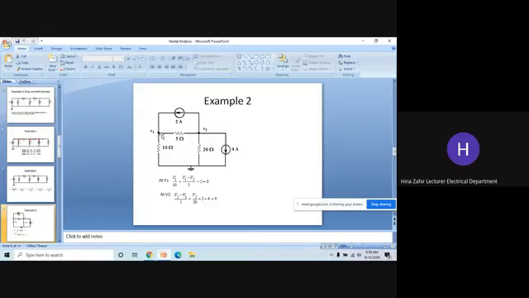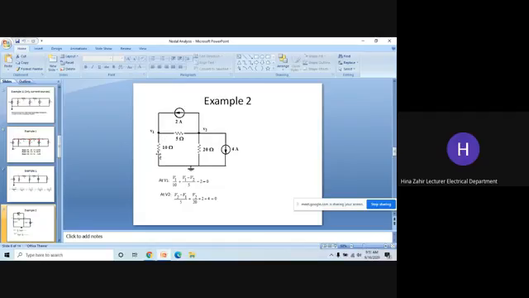Okay, now we have two nodes V1 and V2. What are we going to do? We are just going to write the node equations. Identification of the nodes is difficult, but once you understand it, it will be easy. Okay, so let's write the node equation at V1.